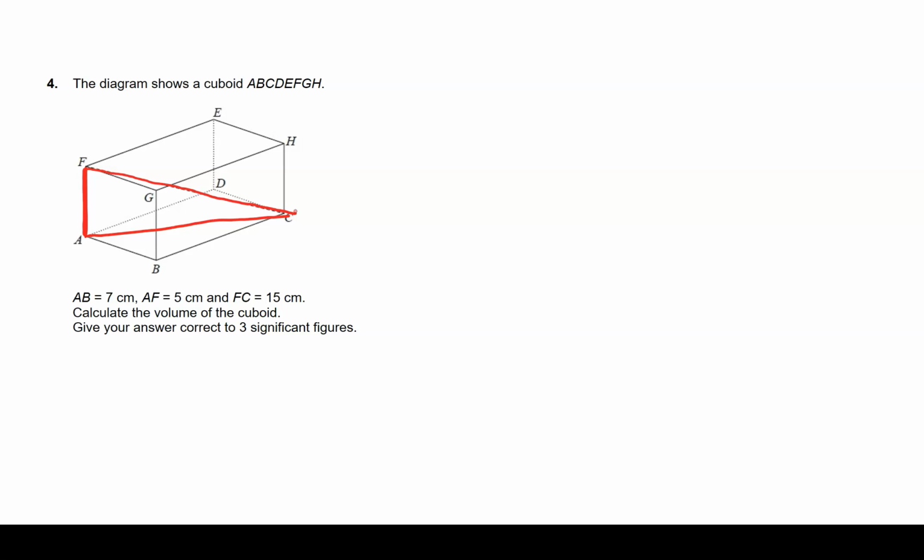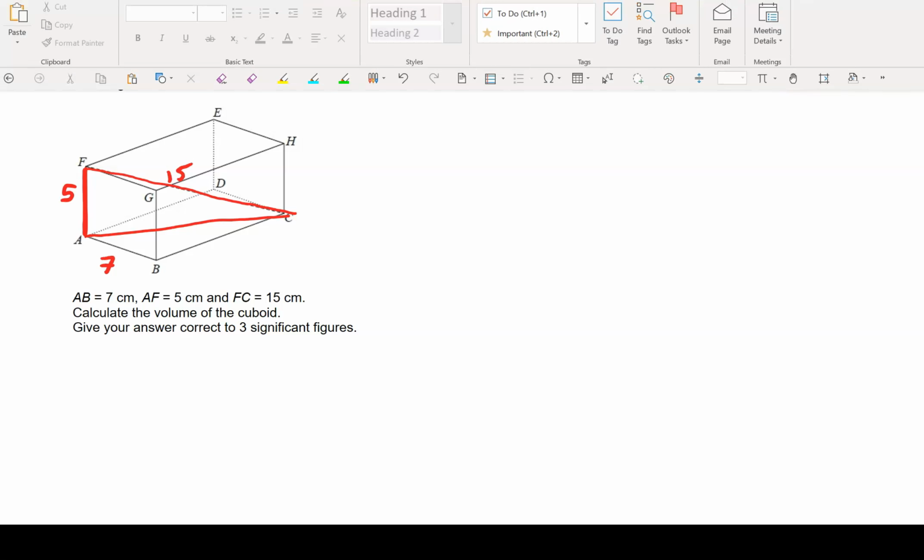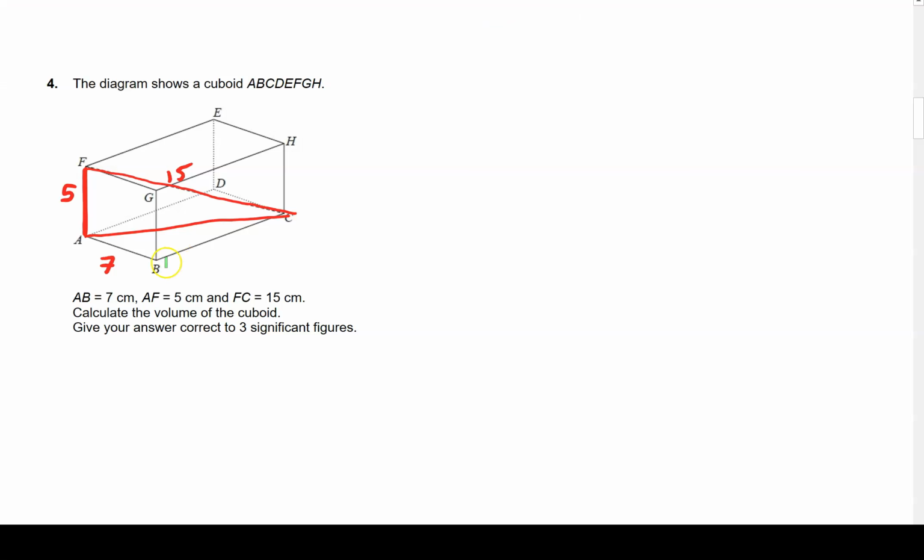Okay, so AB is 7 centimetres, AF is 5 centimetres, and FC is 15, so we know the hypotenuse this time. Calculate the volume. So actually what we need to find out is the width, because we know the height, we know the length if you like, or whatever dimensions you call it. We need to know that green line.